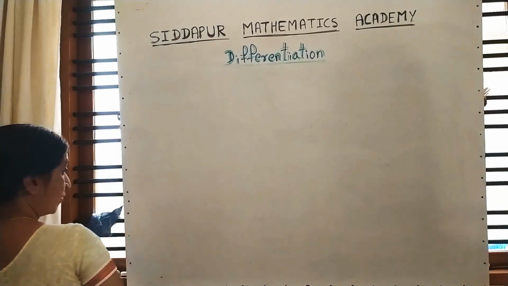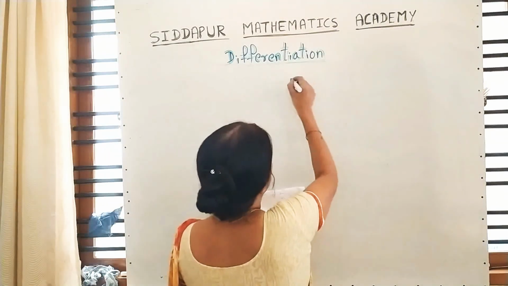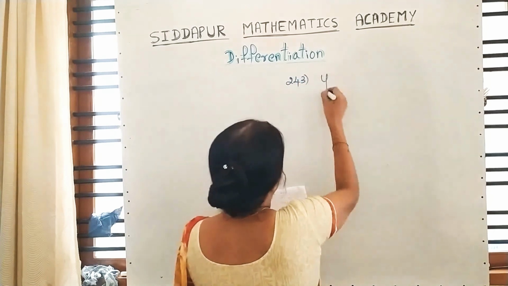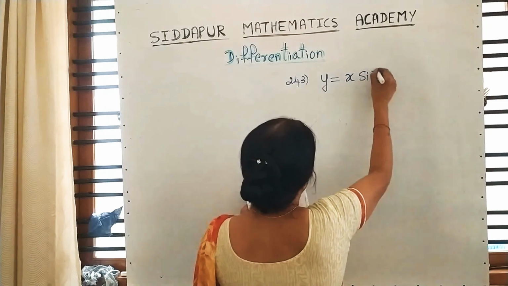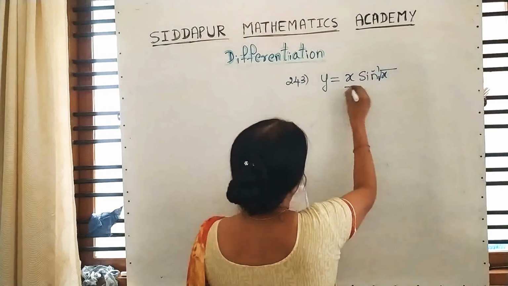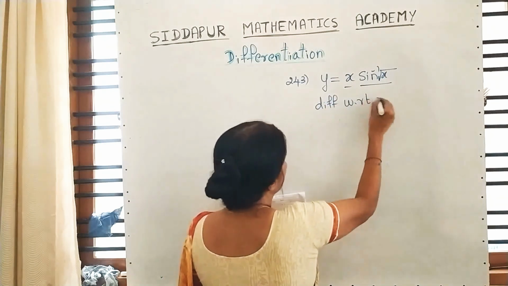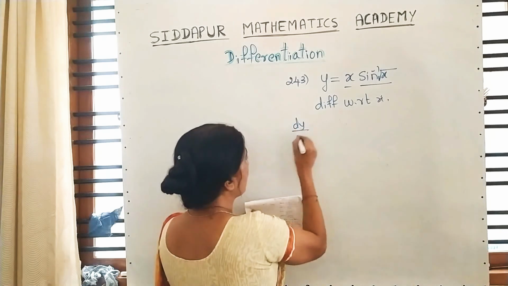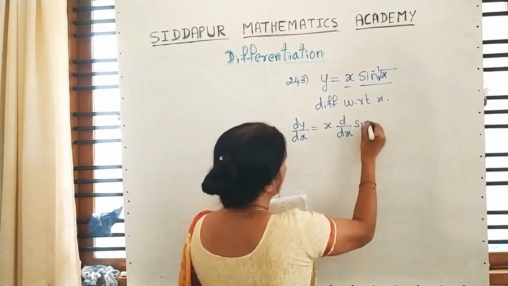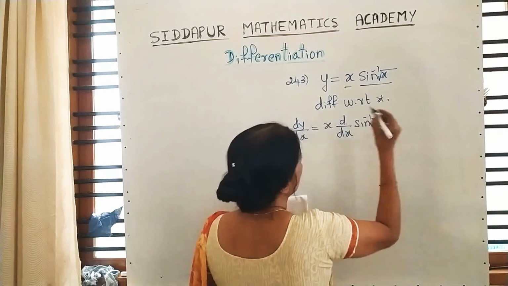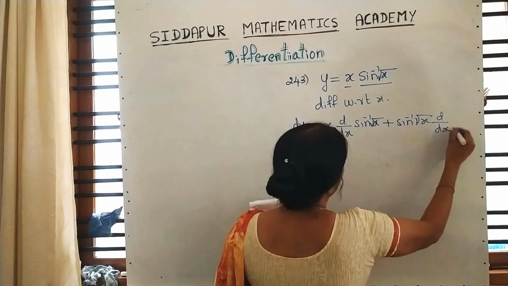Moving to the next question, question number 243. y is equal to x into sine inverse root x. Again uv. Differentiating with respect to x. First I will write the basic product rule. x into differentiation of sine inverse root x, plus sine inverse root x into differentiation of x with respect to x.